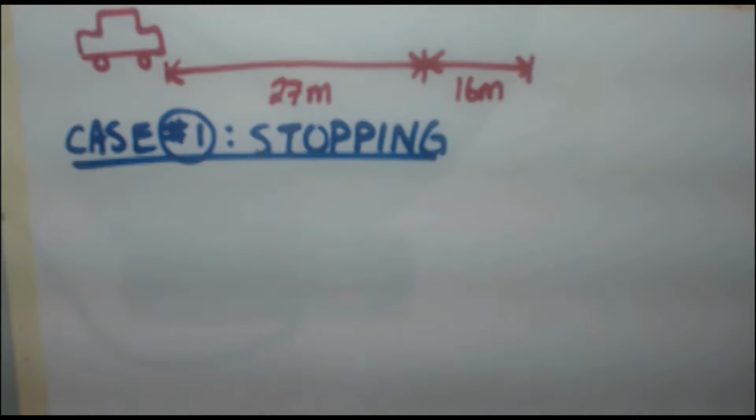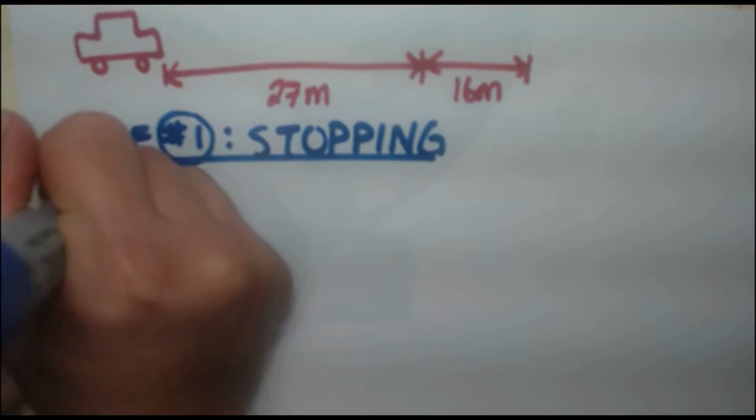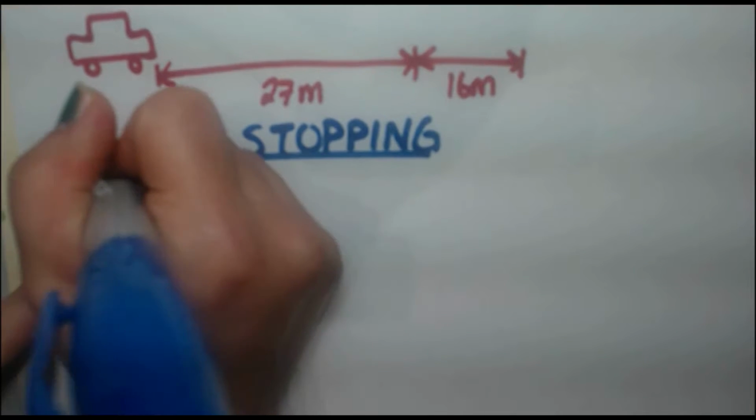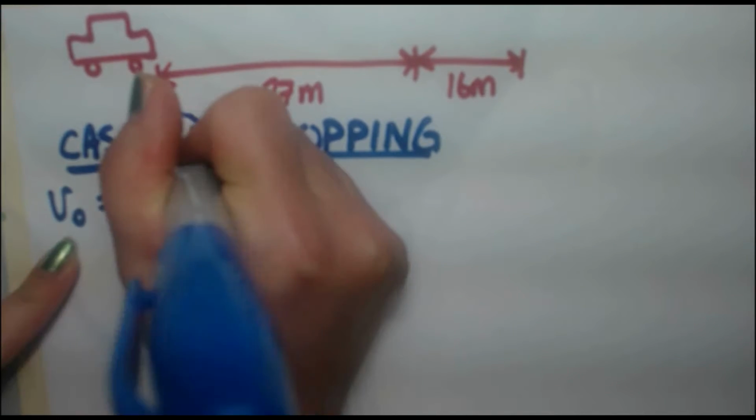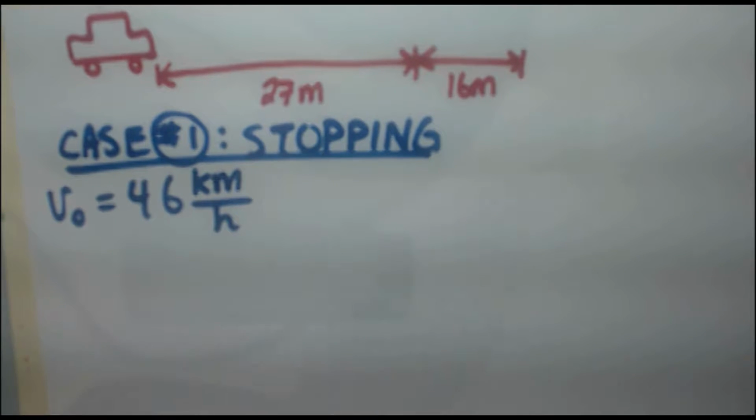Remember, in the problem, we're given her initial speed. She's going at 46 kilometers an hour. So the first thing you have to do is convert that number to meters per second. Because that's the speed she's going at, and we're wondering if she can come to a stop, that means V initial is her 46 kilometers an hour. And her final speed V is going to be 0 because she's stopping.